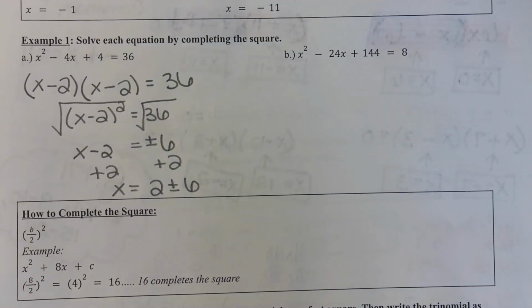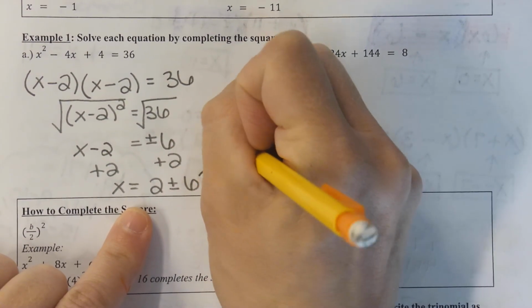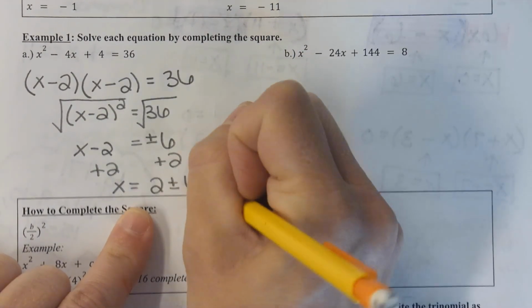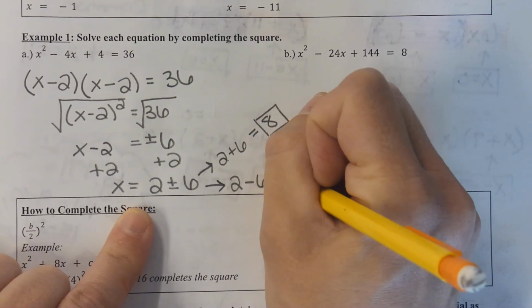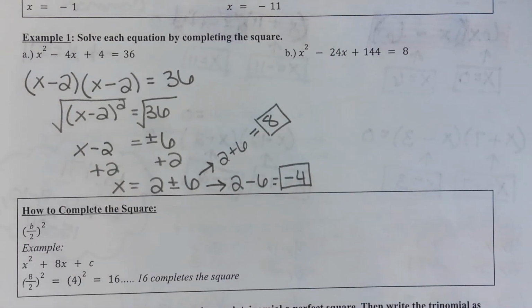So let's actually figure out what those solutions are. If I do 2 plus 6, what am I going to get? 8. If I go the other route and I do the 2 minus 6, what am I going to get? And those are my 2 solutions.